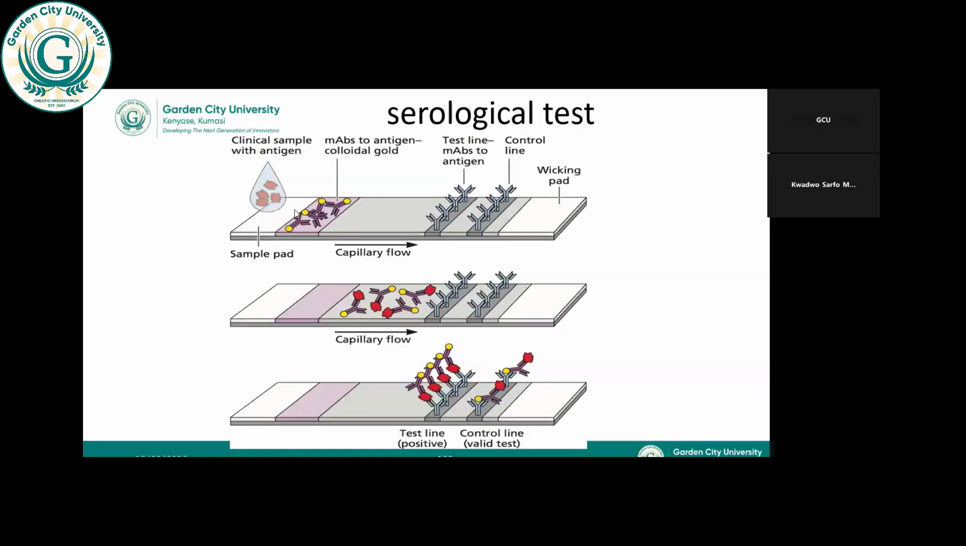This test kit is pre-coated with monoclonal antibodies that will bind to your antigen.